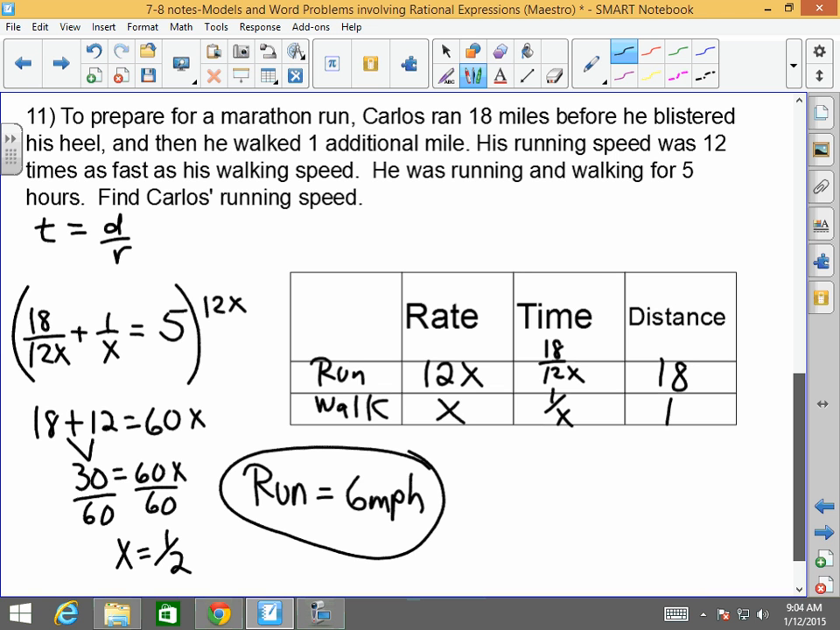This takes time to master. So we're going to go over it in detail tomorrow as well. But you really need to focus on these. And the key here is understanding that time equals distance divided by rate.